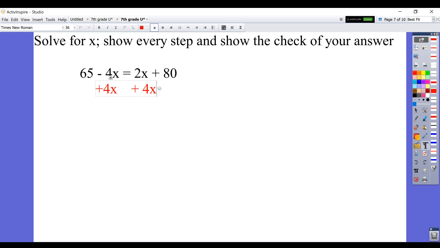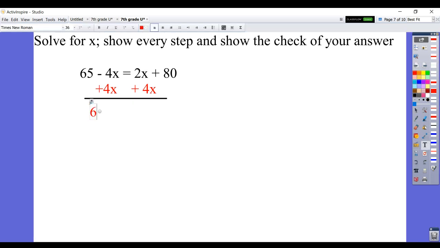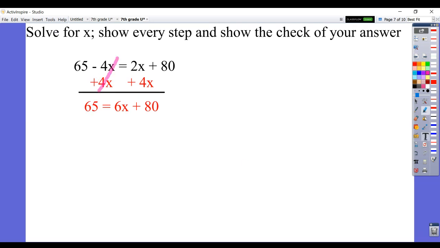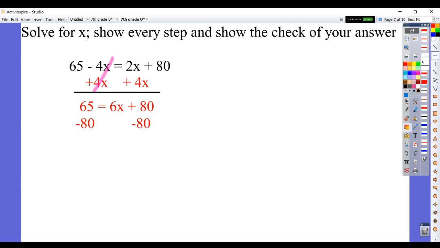Again, why am I choosing to add the 4x instead of subtracting 2x? I could do it either way, but I prefer to have a positive variable. So then I'm going to get 65 equals 6x plus 80. That's because this is zeroing out. Okay, so then I want to get the x by itself, which means I need to subtract 80 from both sides. That's how I'm going to zero out my positive 80, to do a minus 80.